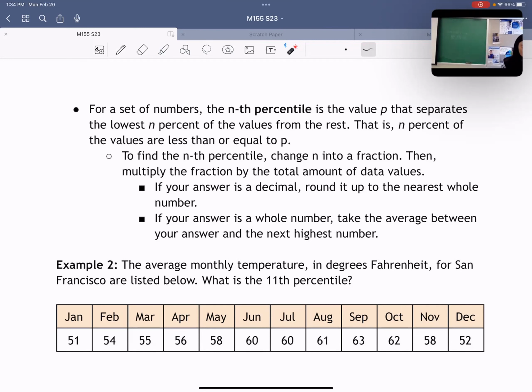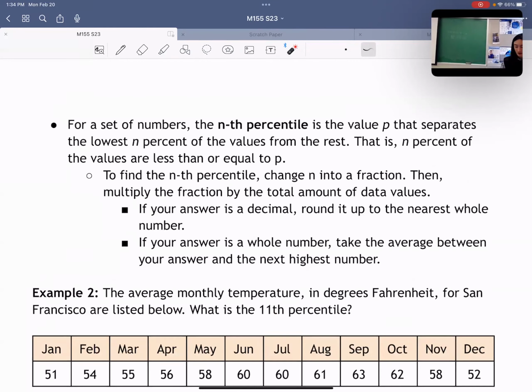Now, this is the textbook definition of a percentile. I don't like the textbook definition because it throws letters in here and there's a lot of letters to keep track of. So what I'm going to do is give an example, go through how I would find the percentile, and it might not make sense at first, but once we do an actual example, it'll make a lot more sense, okay?